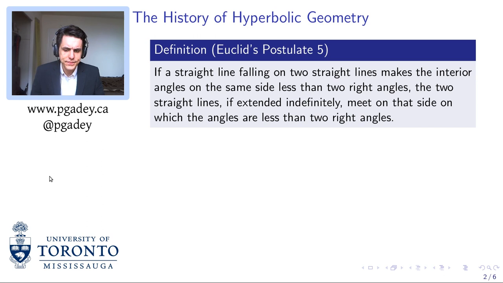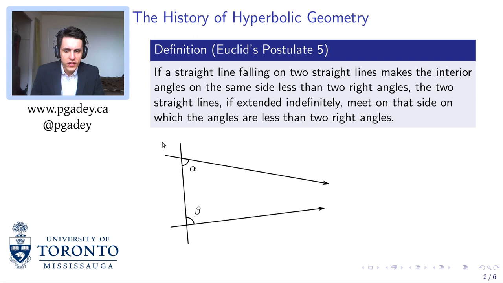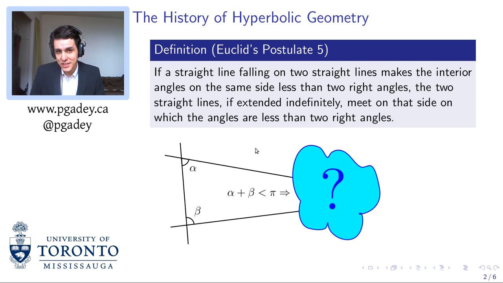We have two straight lines falling on this segment here. They make two angles, alpha and beta, and if the sum of those angles is less than two right angles, or less than pi, then, well, what happens? What happens in this blue cloud? Not entirely clear. Our physical intuition says that they should meet somewhere, but that physical intuition needs to be encoded into a postulate. And Euclid noticed that this was a very special postulate, a very special property of the plane that needed to be included in the set of axioms. And as soon as Euclid did this, people noticed that there was something up with the fifth postulate, that it was somehow special. Okay, so they started to look for statements that were equivalent to it and perhaps more obvious.